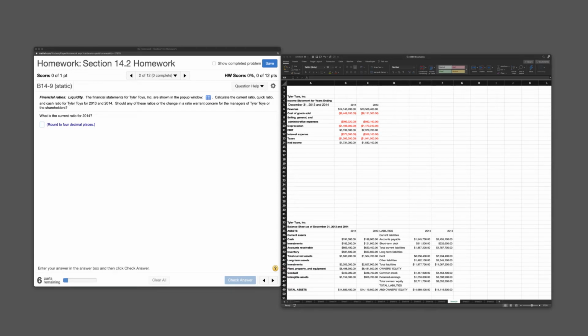Hey everyone, welcome to Financial Ratios. Here we're going to be taking a look at liquidity ratios. So in other words, can the company meet its current obligations in the short term?